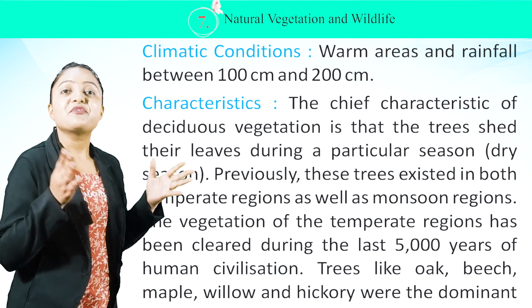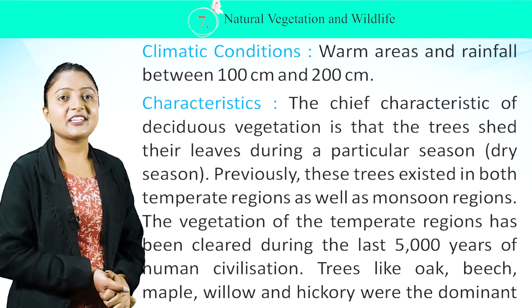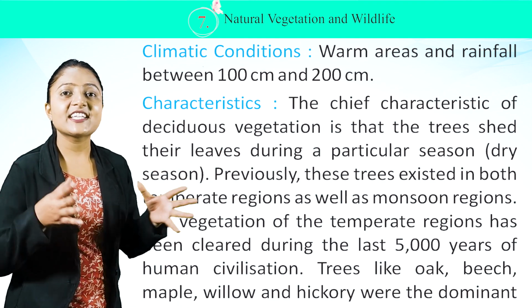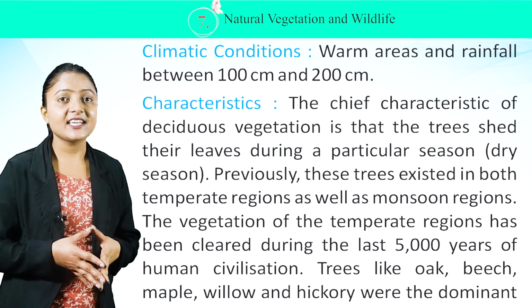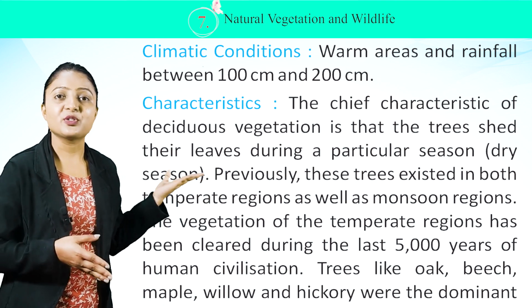Climatic conditions. Warm areas and rainfall between 100 cm and 200 cm. Characteristics. The chief characteristic of deciduous vegetation is that the trees shed their leaves during a particular season, the dry season. Previously, these trees existed in both temperate regions as well as monsoon regions.